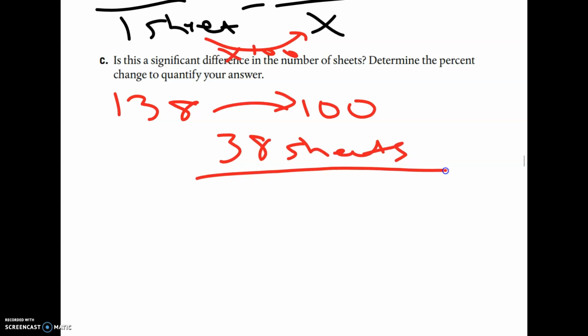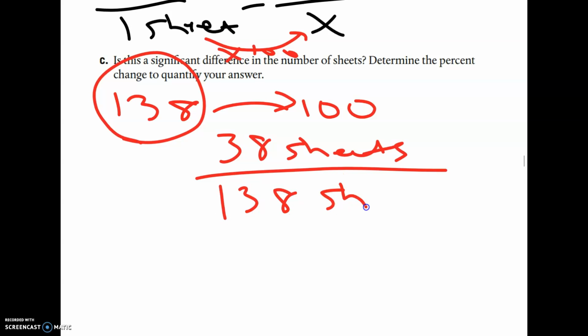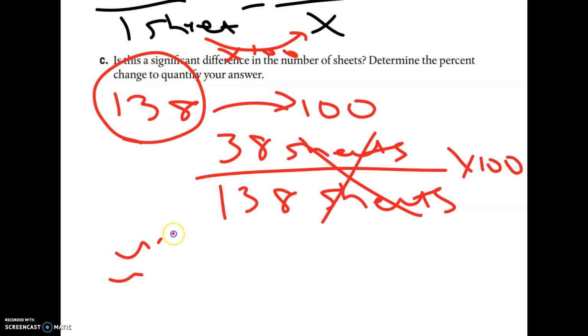And then you always compare to where it started from, or where it began, so sheets. And to get a percent, you always divide and multiply by 100. Notice your units match, so they cancel. So when you divide and multiply by 100, it looks like it's about a 28% decrease, which is actually pretty significant. And a lot of companies do this because, like with peanut butter, they don't want you to realize that there's less peanut butter in the jar.